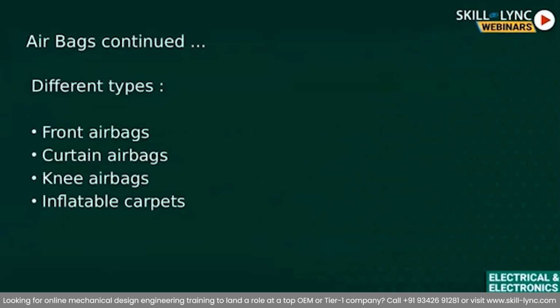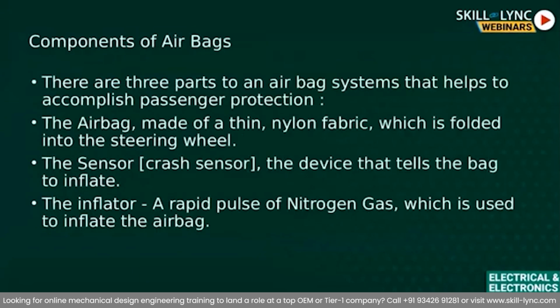As the purpose of an airbag is to prevent the passenger body from hitting the car, not one airbag is enough. Let us now look at different types of airbags in a car. As you can see in this slide, different types of airbags include front airbags, curtain airbags, knee airbags, and inflatable carpets. Let us discuss airbags in some more detail.